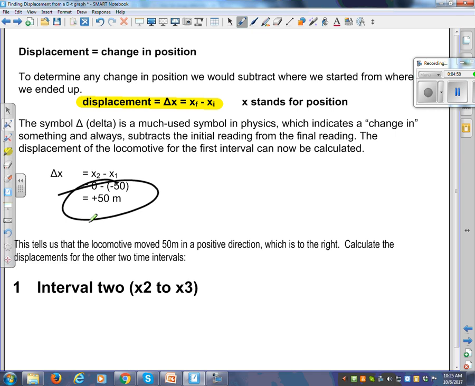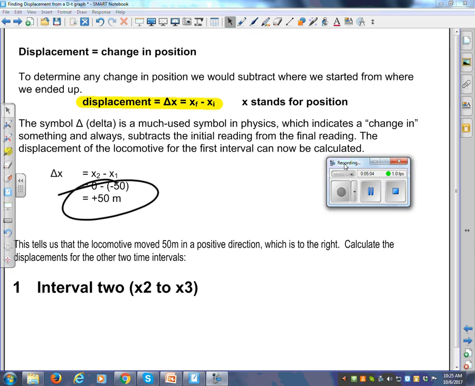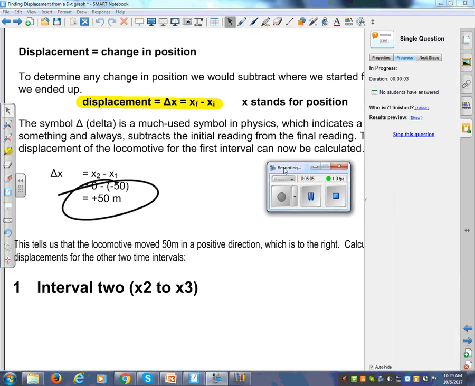Calculate the displacements for the other two time intervals. So you're going to have to go grab a clicker, and we're going to do these right away. So stand up for a second. All you have to do now, I've shown you how to do the first one, is tell me what is the displacement for interval 2, which is from x2 to x3. All you're doing is finding the displacement. And if it's negative, you have to include the negative sign, because that indicates the direction.